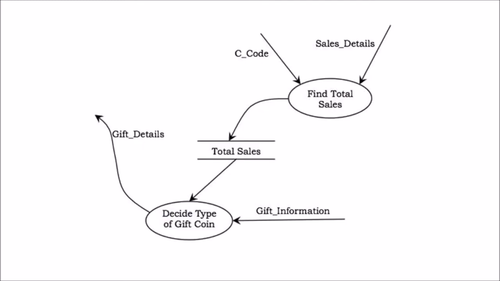In the next figure, the process ascertain gift is expanded. It has two processes in it: find the total sale and decide the type of gift coin. The find total sale process computes the yearly total sale corresponding to each customer and records the data. Taking this record and the decision of the proprietor as input, the gift coins are allotted through the decide type of gift coin process. Here we can see two different processes which are represented in the elliptical shape. We can see different data flows and there is a data store associated with this figure.